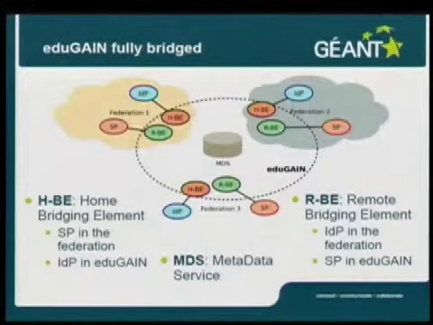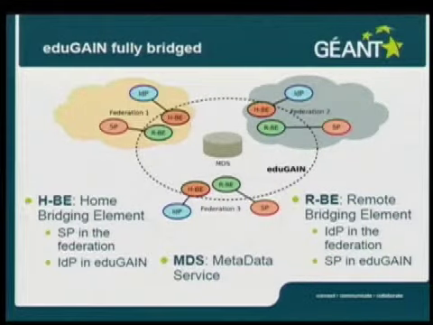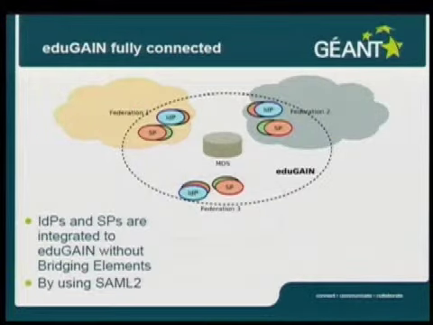A provider can only decide which attributes to send to or accept from eduGAIN in bridged mode, and you cannot easily distinguish between remote federations and remote providers. And I think breaking this direct trust is the main drawback of the current working mode of eduGAIN.